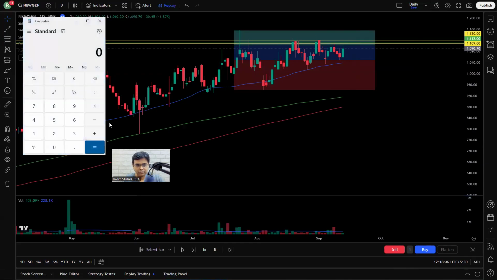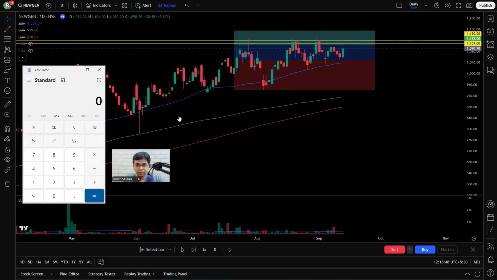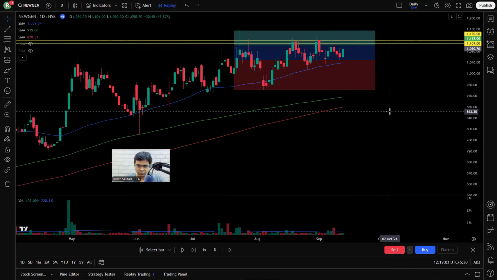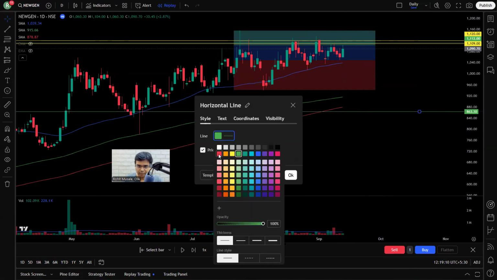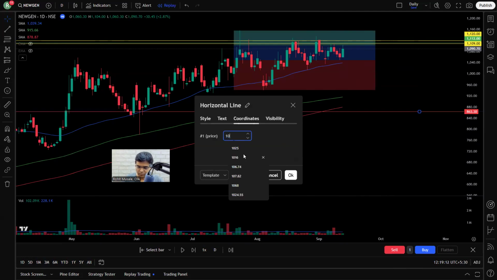So this is the calculator. I will put 1112 multiplied by 0.92 is equal to 1023.04. So let's take 1023. So 1023 is our stop loss. So let me give it red color. 1023. I give it red color because it's the stop loss.